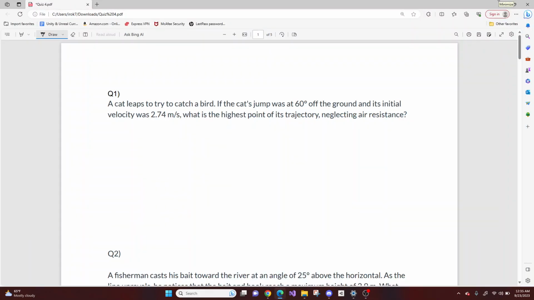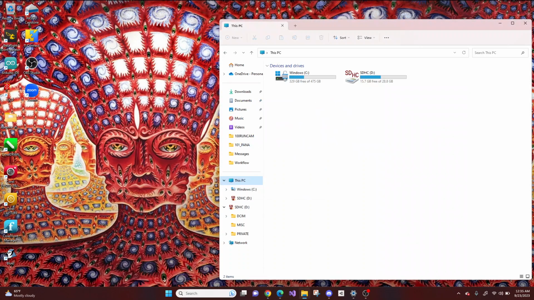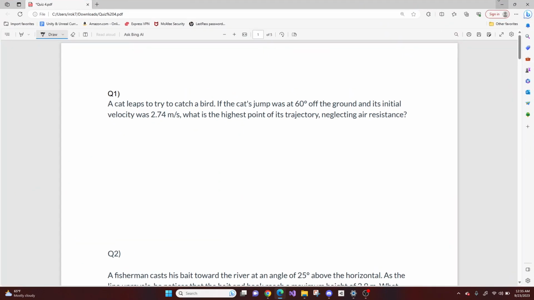So we're going to be going over this question here. A cat leaps to try and catch a bird. If the cat's jump is 60 degrees off the ground and its initial velocity was 2.74 meters a second, what is the highest point of its trajectory, neglecting air resistance?